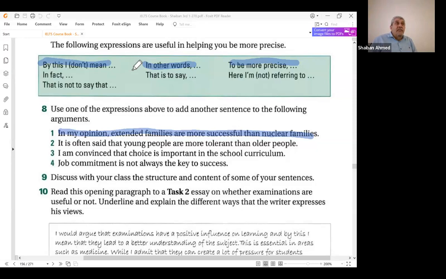So, extended families are more successful. This means, or in my view, or to be more precise, they can what? They can support each other when what? When there is some business to do or when there are problems, they can help each other. Guys, this is part of your daily life routines.